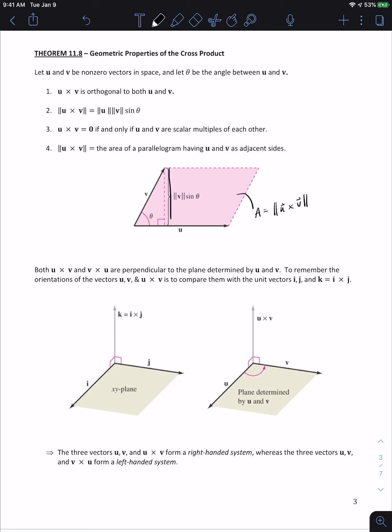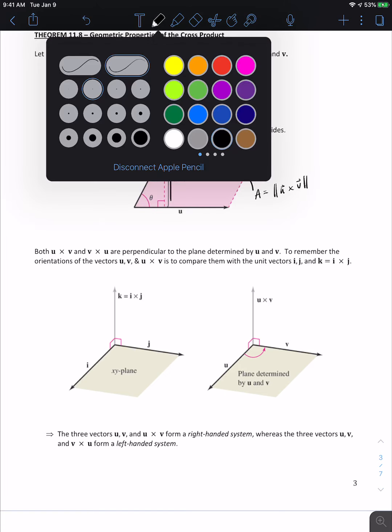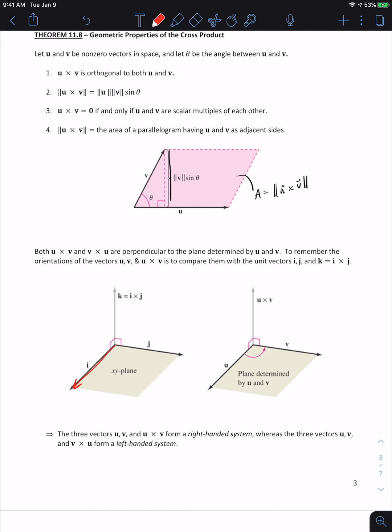Okay. So one other thing to talk about here is both u cross v and v cross u are perpendicular to the plane determined by u and v, right? So u and v are 2 vectors, so they make a plane. And to remember the orientations of u, v, and u cross v, we compare them to the unit vectors i, j, and k, which is i cross j. So in other words here, remember i is going to be the positive x-axis, right? And this is the positive y-axis. And so i cross j, which is the k vector, goes upward, right? And that is how we keep track.